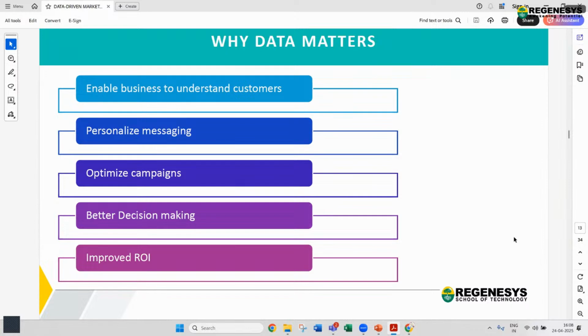Why data matters? Why is the data important? Until and unless we know who our customers are and what exactly they need, our business will stay very dull. In order to increase our business, it is very important nowadays that customer insights, and the data through them, help us to understand what exactly they need and how I can approach my customer, so that we can take better decisions by optimizing campaigns. Not only that, but we can also personalize the messages and improve the ROI.